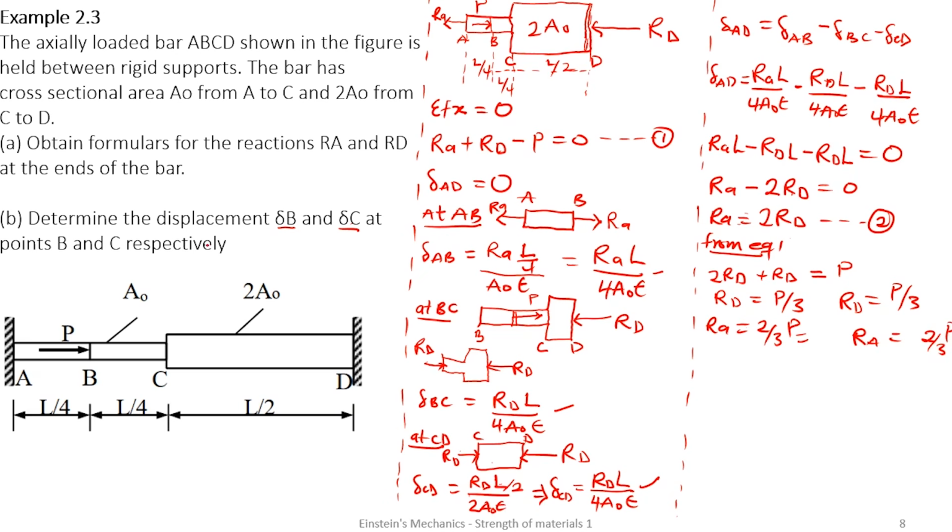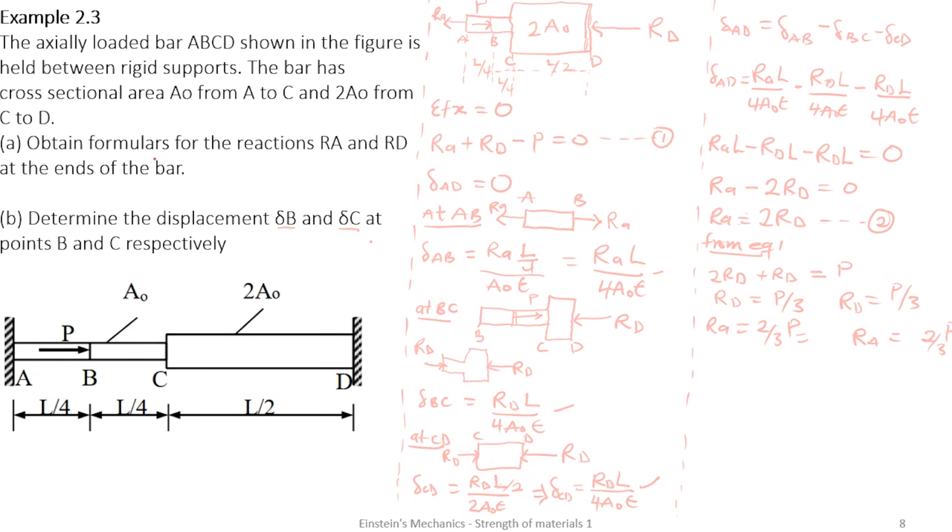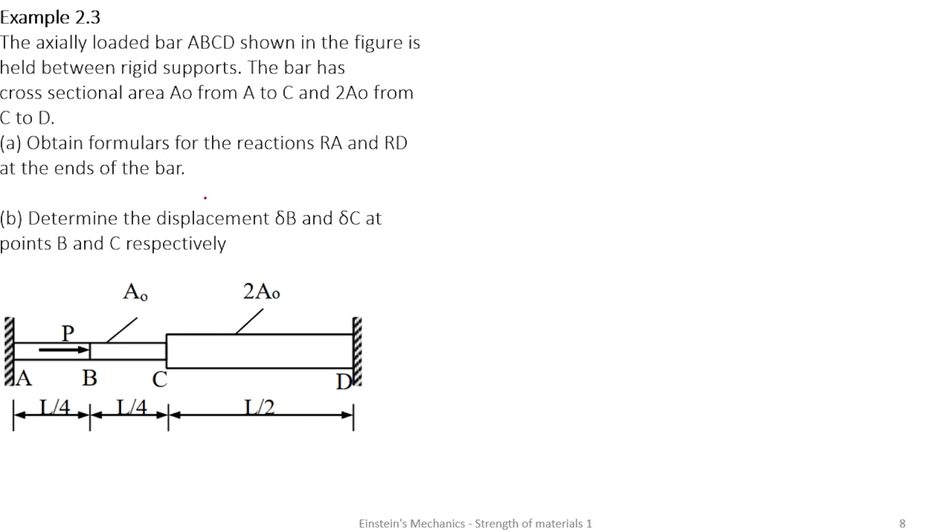The B part said, determine the displacement at B and the displacement at C so that we know what is happening in the bar. So we want to find out the displacement happening at B and what is happening at what? C. So let's start that one. So the B part, determine the displacement at B and at what? At C. What do we do?